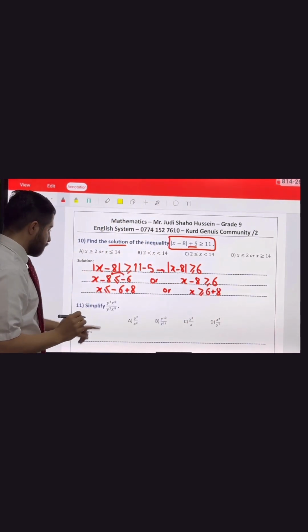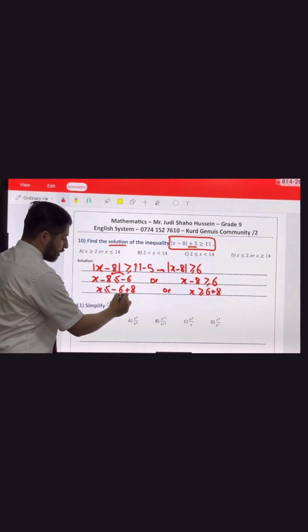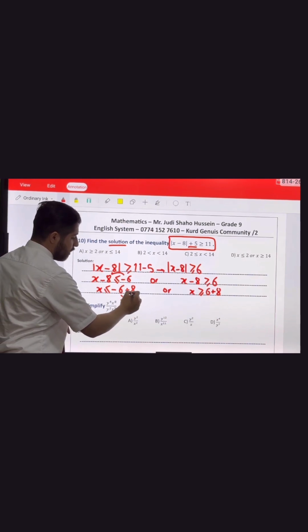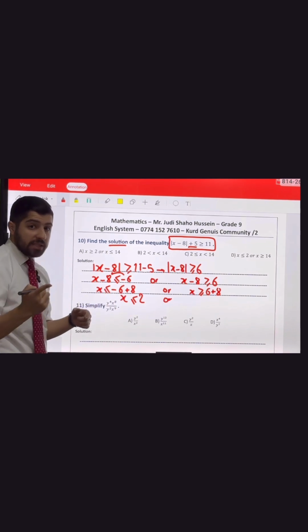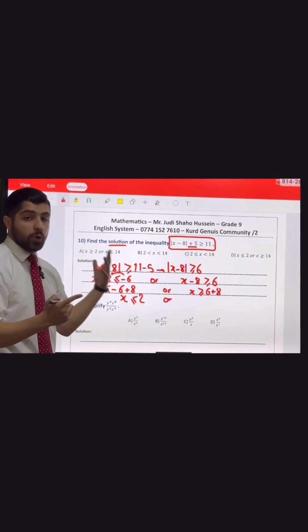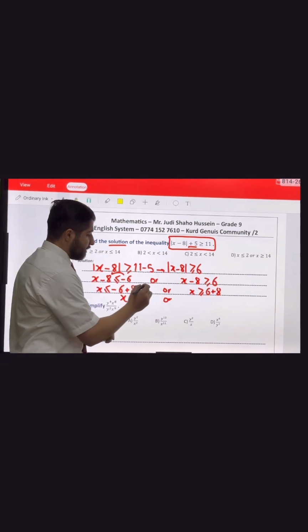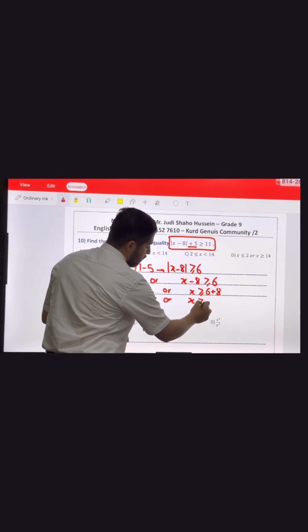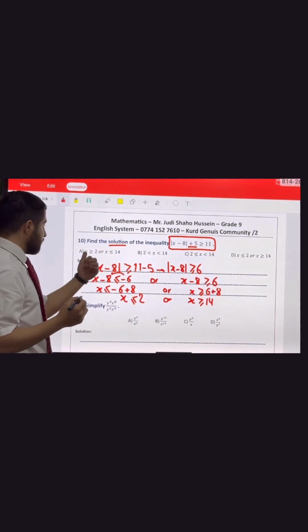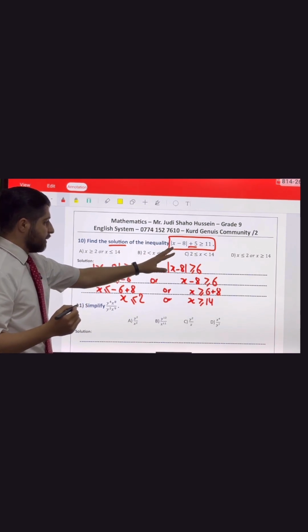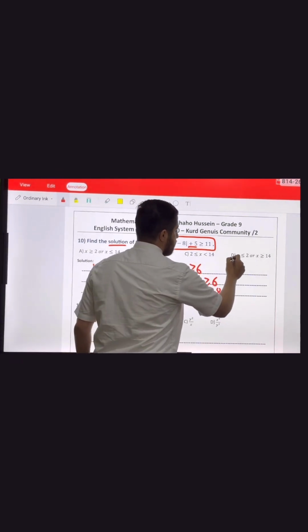Okay? Now, in this part, you subtract, you get x less than or equal to 2, because 8 is bigger and positive, the answer will be positive. And you have to subtract it. And x, 6 plus 8, you get 14. So which one contains my answer is the answer. Is it A, B, C, D? So we got D as an answer.